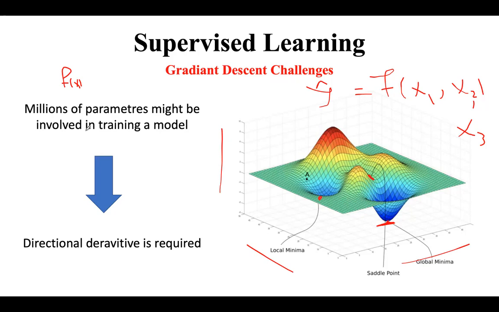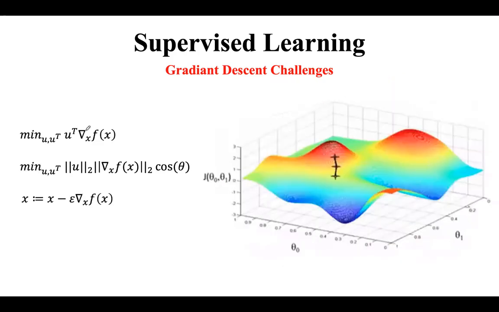That's why the solution is using the directional derivative. I guess we are all kind of familiar with directional derivatives, but I will give you an introduction. This is called the directional derivative. It means that we are taking our derivative with respect to a vector. Now imagine that here we have a function. This is called J, our cost function. We are trying to get to this point.